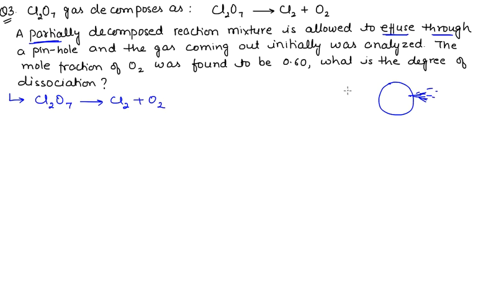When we talk about effusion, in this mixture we have Cl2O7 plus O2 plus Cl2. All three components are there, but when the effusion starts, it's not that all gases will come out with the same rate. If O2 has more particles, then the number of particles of oxygen coming out per unit time, meaning their rate of effusion, will definitely be higher. So rate of effusion depends on how many molecules of that particular gas are present.